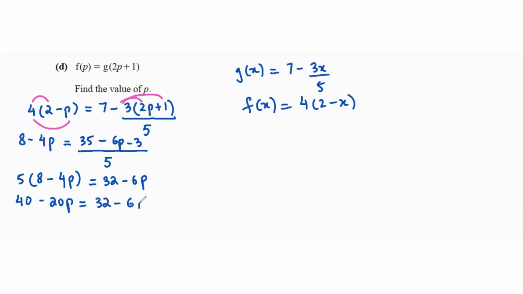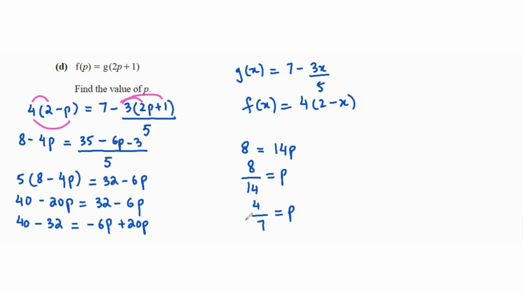Next, I'm going to bring the like terms to each side. So it's going to be 40 minus 32 equals negative 6p plus 20p. 40 minus 32 is going to be 8. 6p plus 20p is 14p, so 8 over 14, which can be simplified to 4 over 7. That is your value of p.